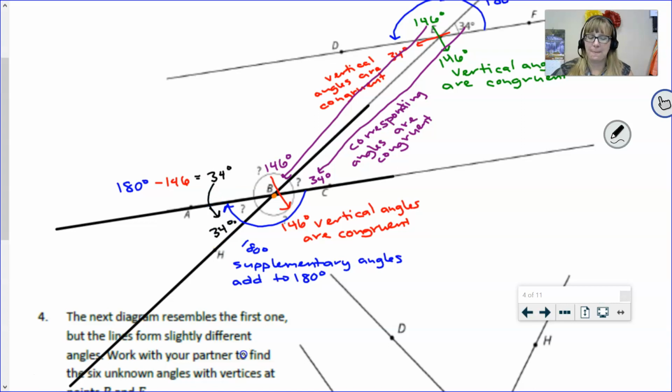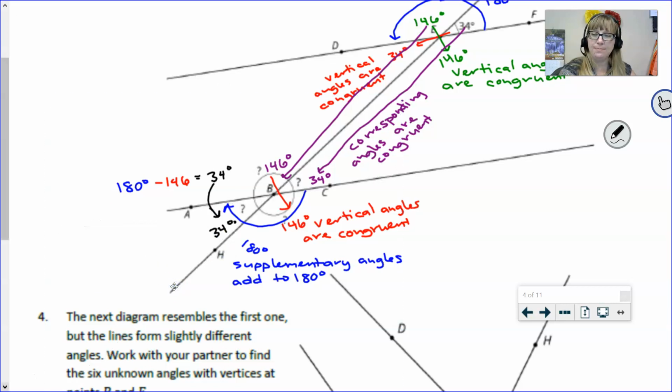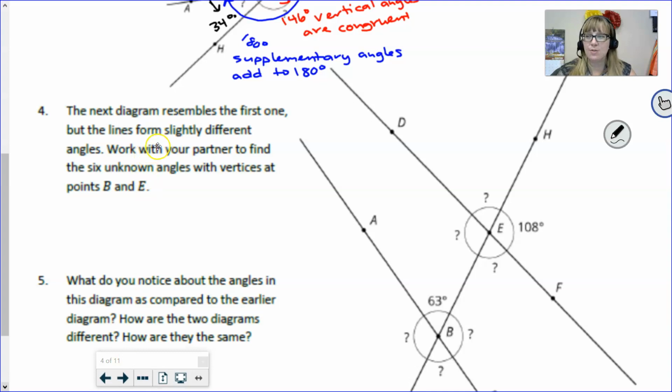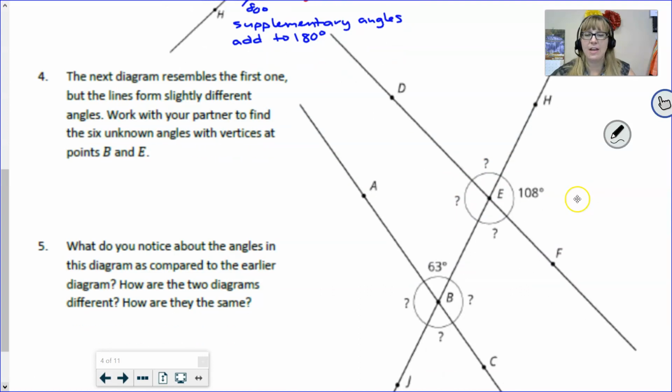34 degrees. Now, let's compare what we just did in that problem to what it's asking us to do here for number 4. The next diagram resembles the first one, but the lines form slightly different angles. Again, pause the video long enough for you to calculate all of the angles that are missing. This is 108 degrees. Use that information to calculate these missing angles. This is 63 degrees. Use that information to calculate these remaining angles. Continue the video when you have done that.